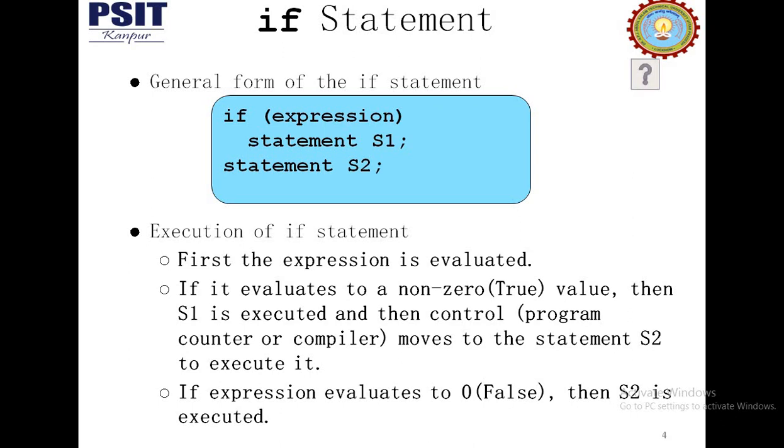So see, this is a question, that question mark is showing the result of an expression. It is either true or false. If it is true, then we will execute S1, then we will go to S2. If it is false, then we will directly go to S2. S1 will not execute at all.